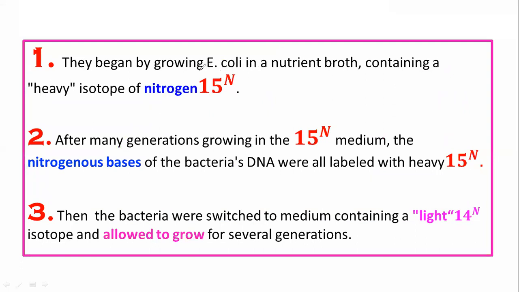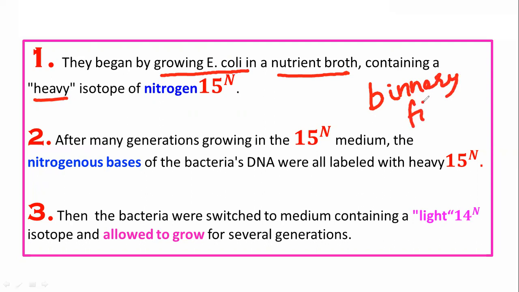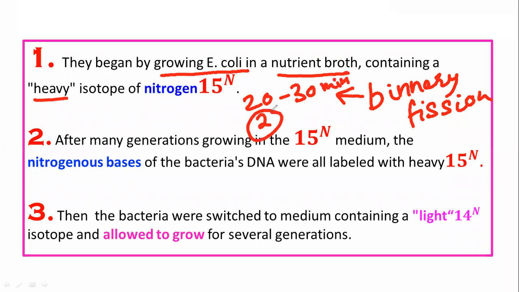So what they did, step one, basically they grew this E. coli in a nutrient broth, and the nutrient broth first contained the heavier isotope, that was N15. You know that bacteria grow by binary fission. That's a process of division, and after every 20 to 30 minutes we get two daughter cells.